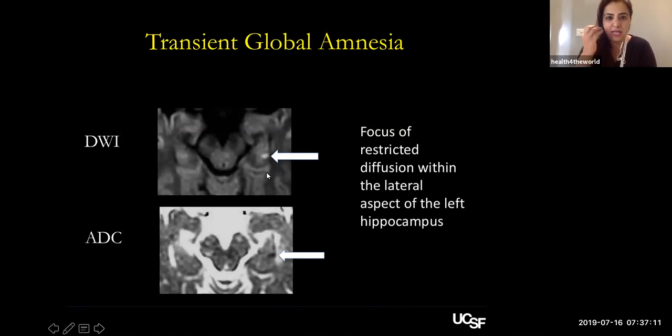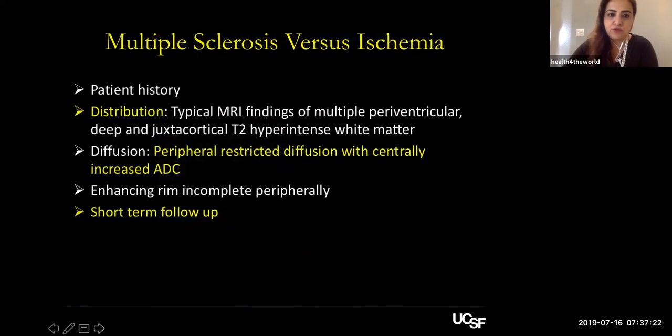So if the patient has transient memory loss and has just this finding in the brain, a tiny focus of restricted diffusion in the lateral aspect of the hippocampus, you know this is a patient with TGA and not a stroke.